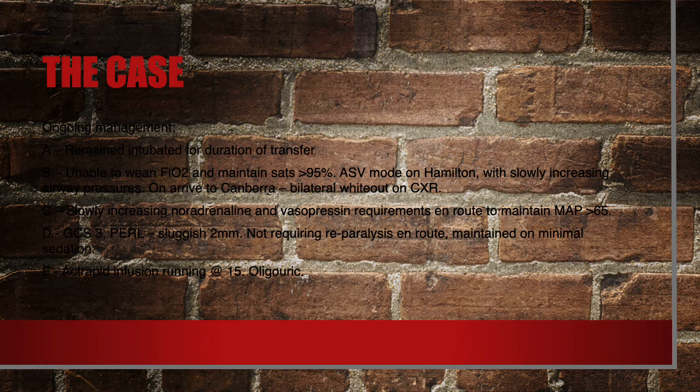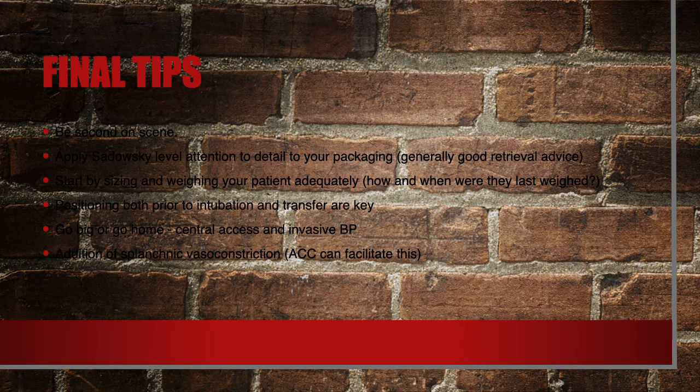He had slowly increasing noradrenaline and vasopressin requirements en route, which we titrated to a MAP of over 65. His GCS remained 3 for the duration and didn't require reparalysis at all, and was maintained on very minimal sedation. The ACT rapid infusion continued en route, and he remained oliguric. Now, unfortunately, this particular patient didn't have a good outcome, but I think there was a lot to learn from this case. I'll just leave you with some final tips and tricks.